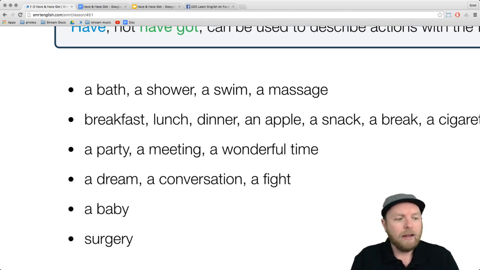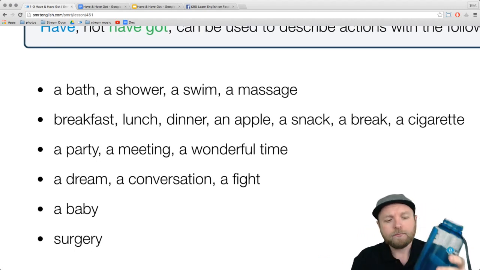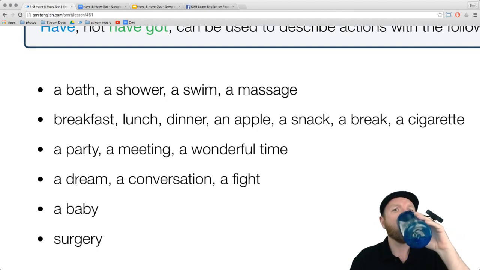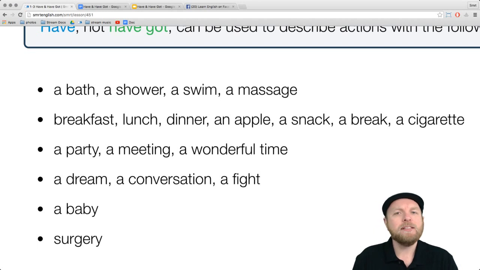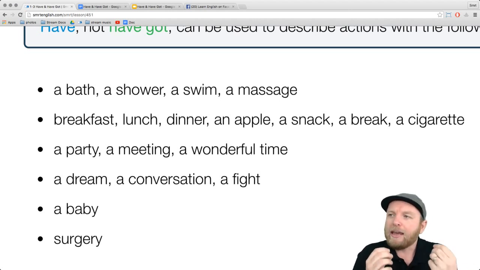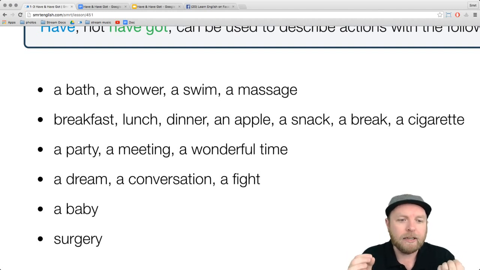Understand? So, example, I didn't put it here, but water. What am I doing? I'm having, right now, I'm having some water. Okay? What does that mean? That means I'm drinking water. You can't say have got if your meaning is drink. You can't say have got if your meaning is take, like take a shower. You can't say have got if your meaning is do.